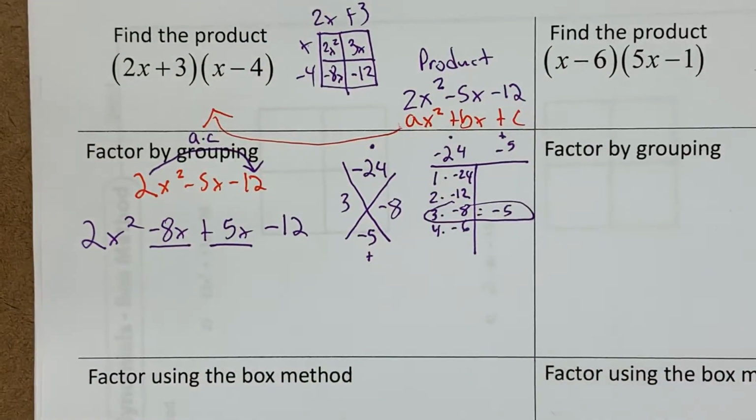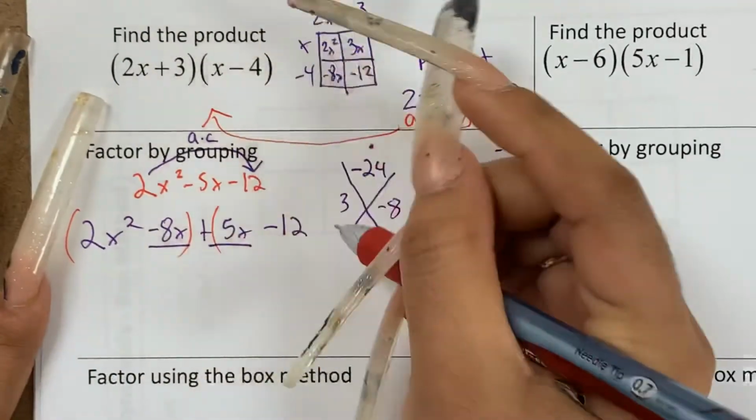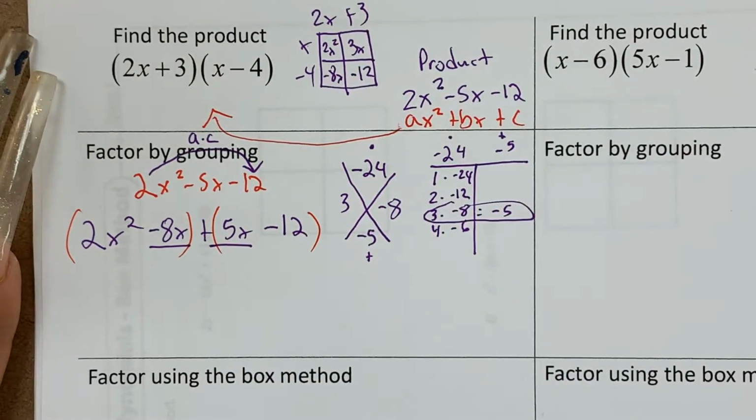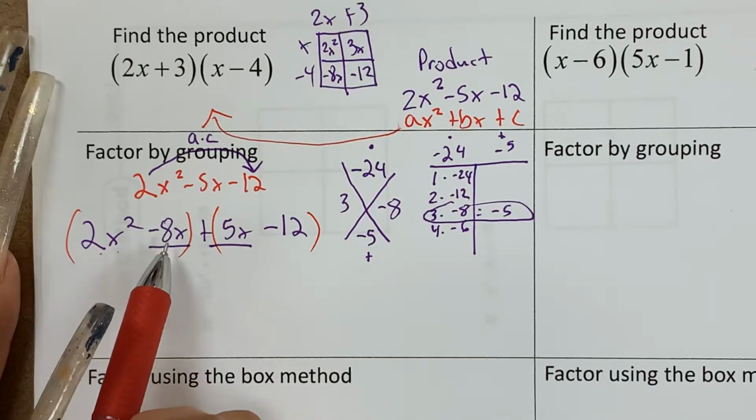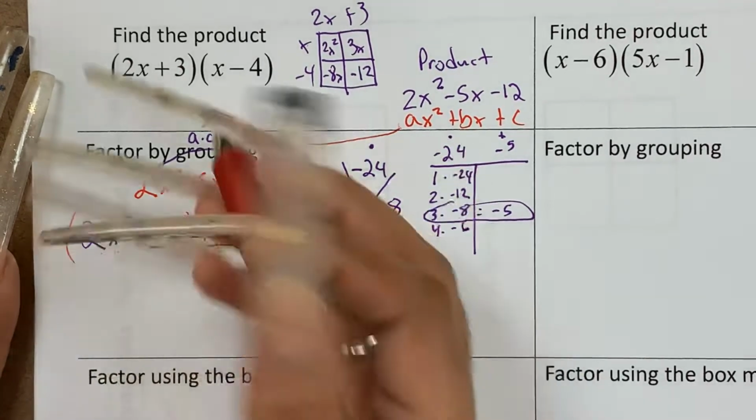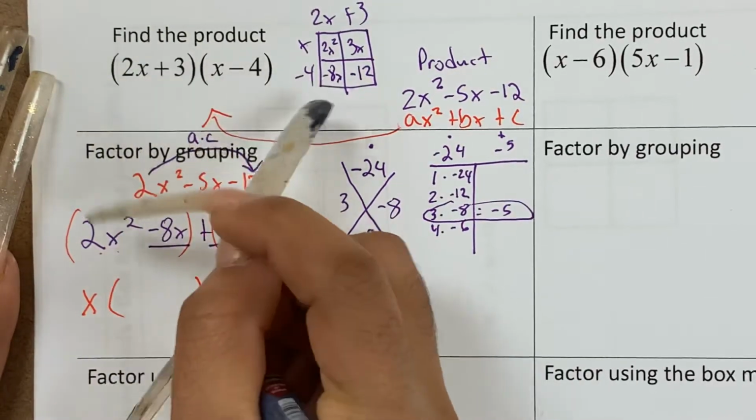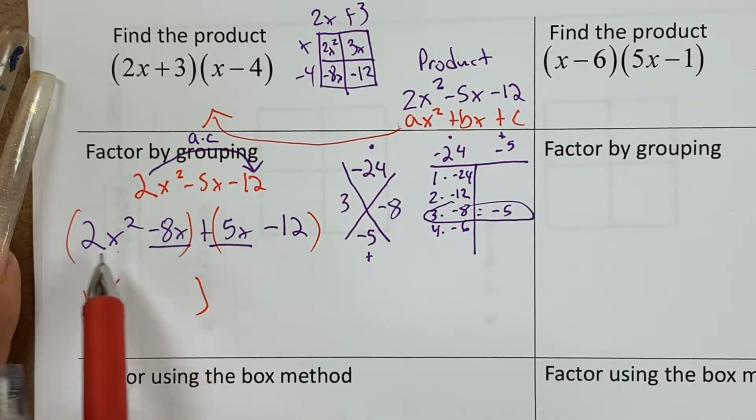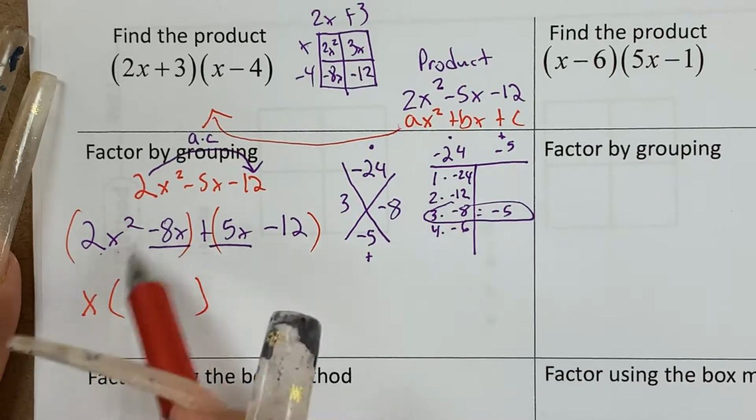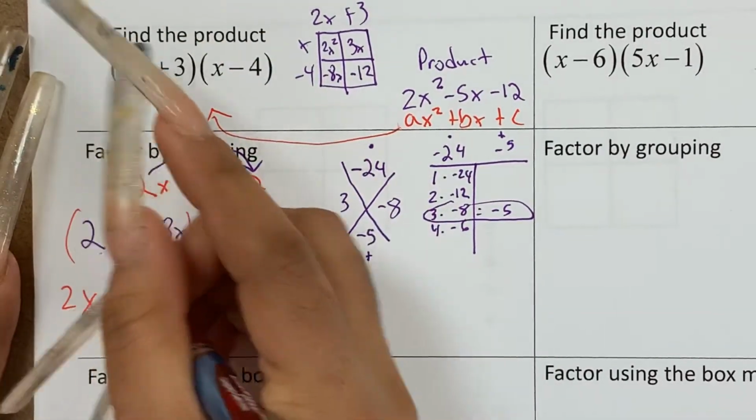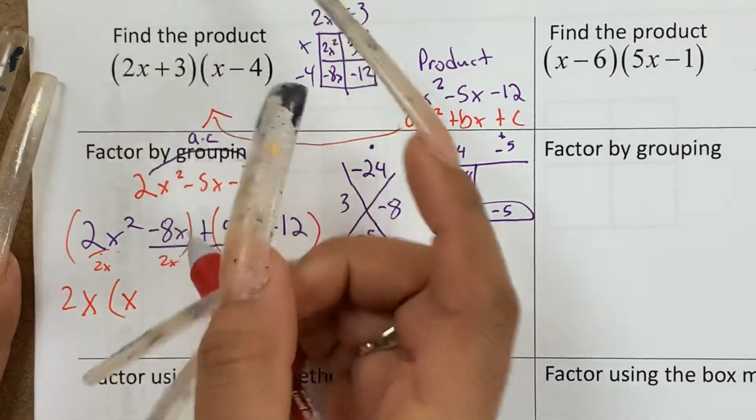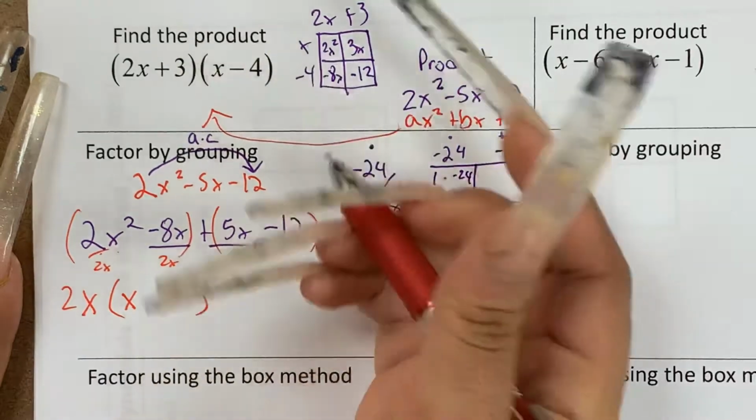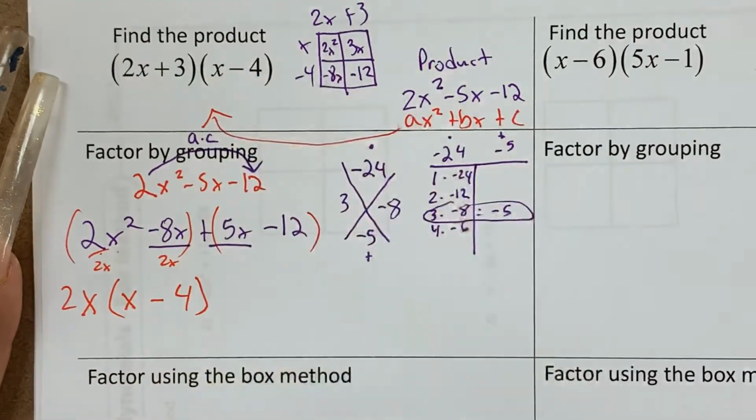So now I have 2 terms. I have 4 terms total. So I'm going to put parentheses around these and group them. Now I'm going to find the GCF of each group. 2x squared and negative 8x. Well, they both have an x, so I'm going to put an x. And they both can be divided by 2. The GCF is 2x, so when I divide 2x squared by 2x, I get x for this term. And when I divide negative 8x by 2x, I get negative 4.